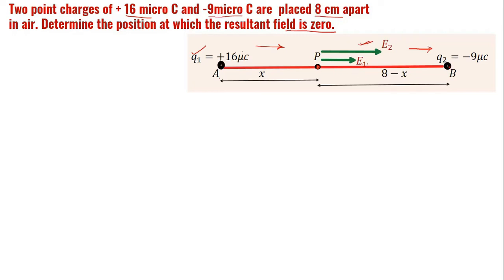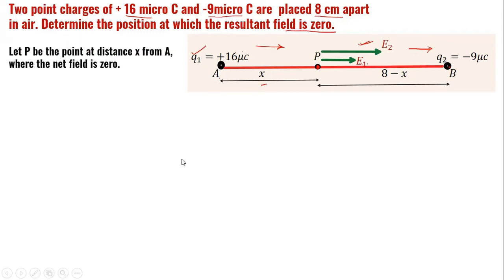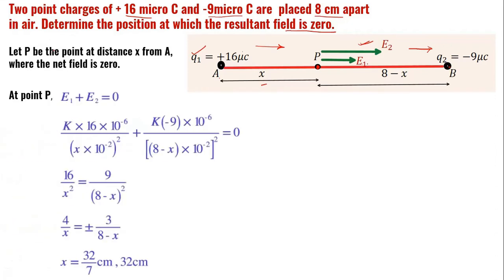Further, let us assume that the point P is at a distance of x centimeter from the point A. So the remaining distance between P and Q2 will become 8 minus x. Now we want to find it magnitude wise. If P is the point where the net field is 0, then at the point P we have E1 plus E2 equals 0. Why? Because E1 and E2 are pointing in the same direction, so only when they add up will they give us the net electric field as 0.